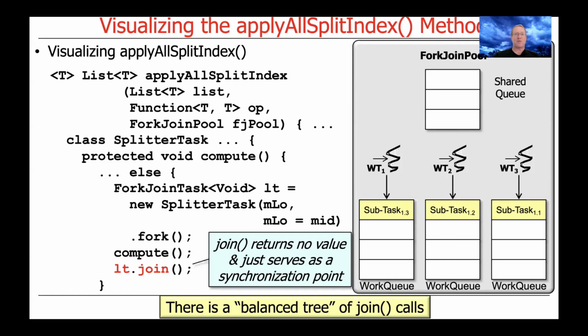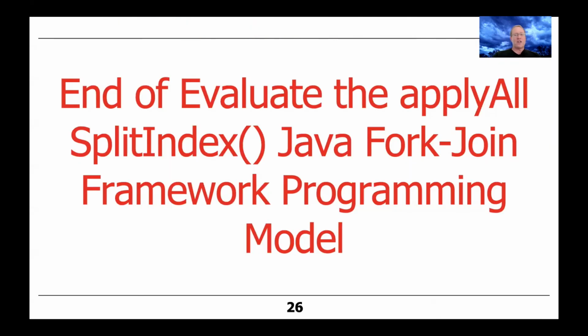So we'd expect, hopefully, the performance to be a little higher than the other implementation that we looked at earlier, applyAllItter. That's the end of the overview of the applyAllSplitIndex version of this fork join framework programming model. Now that we've finished looking at all the different implementations, we're going to compare and contrast them in terms of their actual performance results.